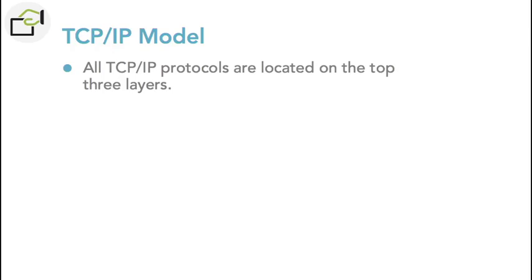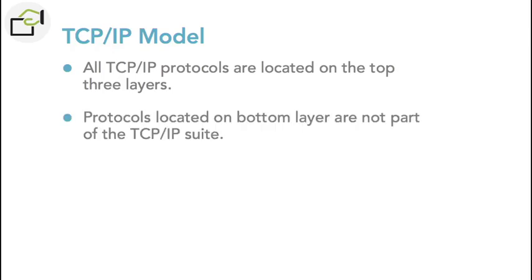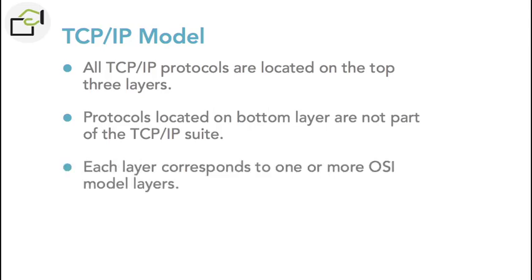All the protocols in the TCP/IP protocol suite are actually located on the top 3 layers of the TCP/IP model. The protocols that are located on the bottom layer, the network interface or the network access or even the link layer, are not part of the TCP/IP protocol suite, but instead are technology-specific protocols that are used for specific communication technologies such as Ethernet, 802.11, 802.15, frame relay, ATM, things of that nature. Each one of the layers of the TCP/IP model correspond to one or more layers in the more traditional OSI model that we looked at previously.